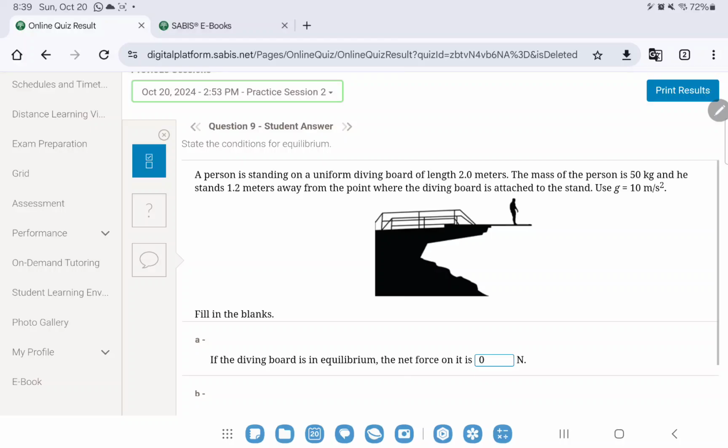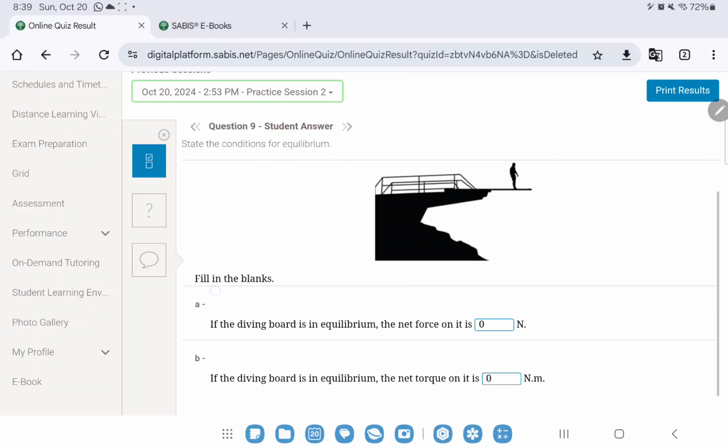Okay, so this person is standing on a uniform diving board of length 2 meters, and the mass of the person is 50 kilograms. He's standing 1.2 meters away from the point where the diving board is attached to the stand. If the diving board is at equilibrium, what I know is that net force and net torque are always going to equal 0. That's what I know. So net force and net torque when it's at equilibrium is 0. Let's move on to the next one.